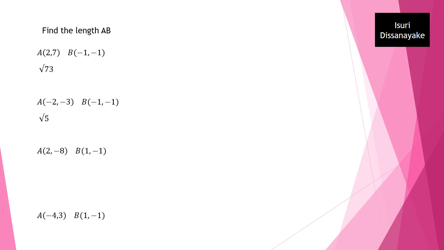Next, find the length AB. I have not shown the workings here, but the answers are given. For the first one, it's root 73. You can write the approximated value as well. For the second, from A to B, the answer is root 5. And the next two questions I have not done. So you can all use the formula and work out all 4 questions and see whether your answers are right.